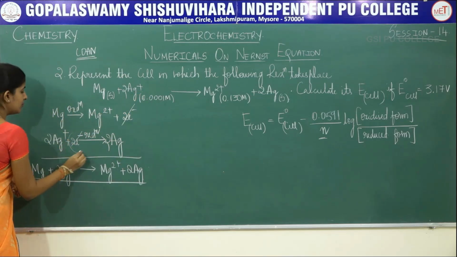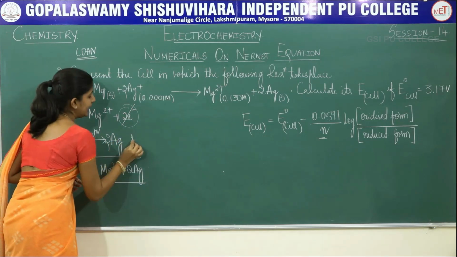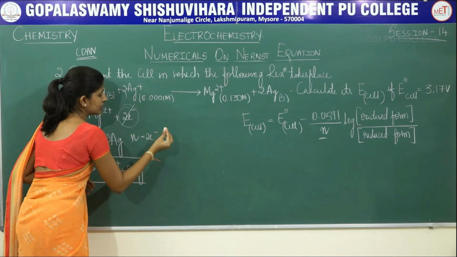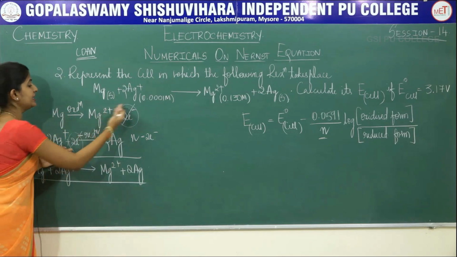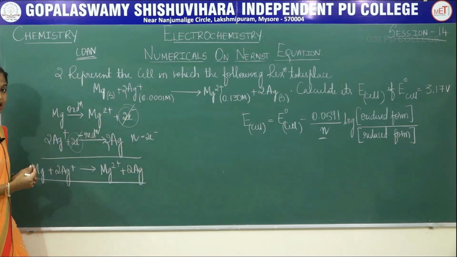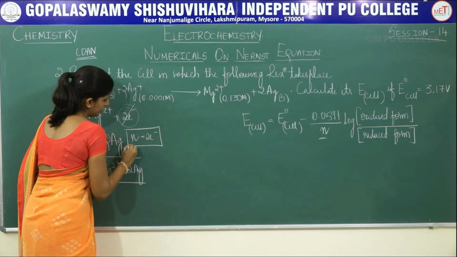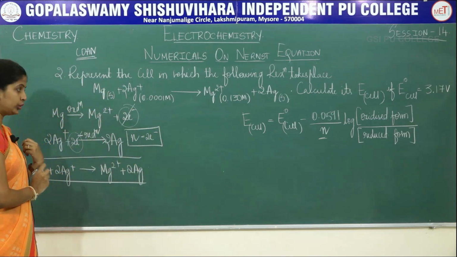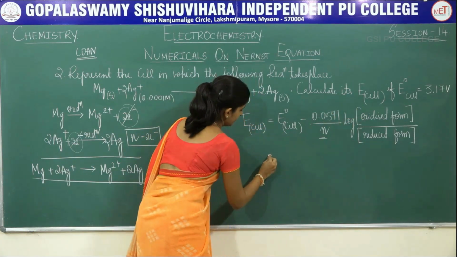Now, the number of electrons transferred that we have cancelled is nothing but your N value, that is equal to 2 electrons. Always remember, when you write this redox reaction, the number of electrons being transferred can be got like this. So totally, the number of electrons transferred in this redox reaction is 2 electrons. As a result, N is equal to 2.